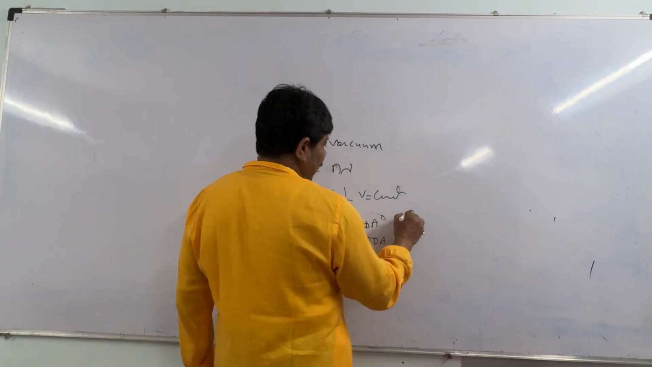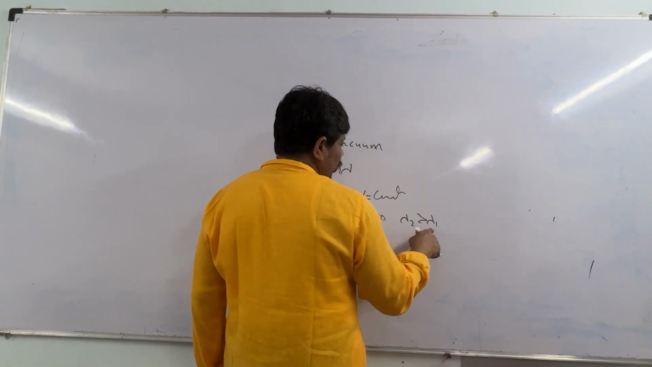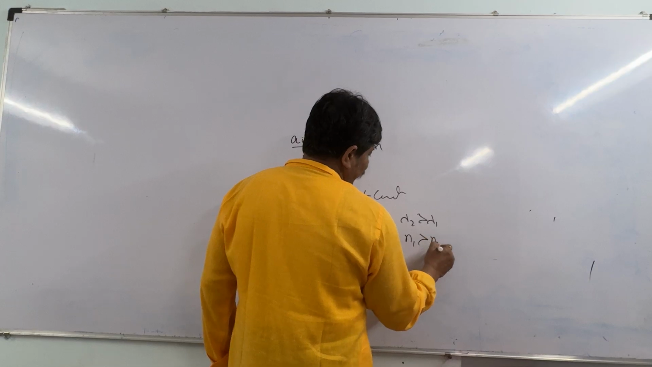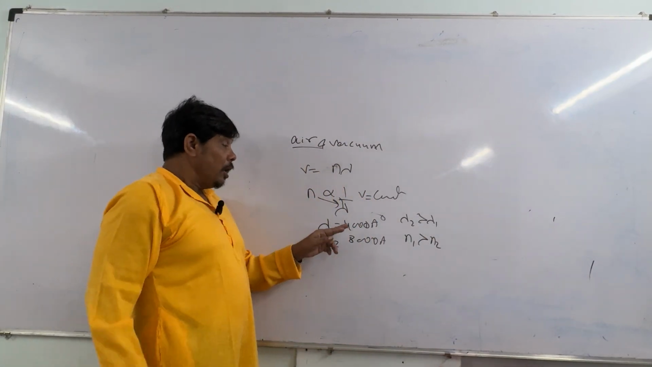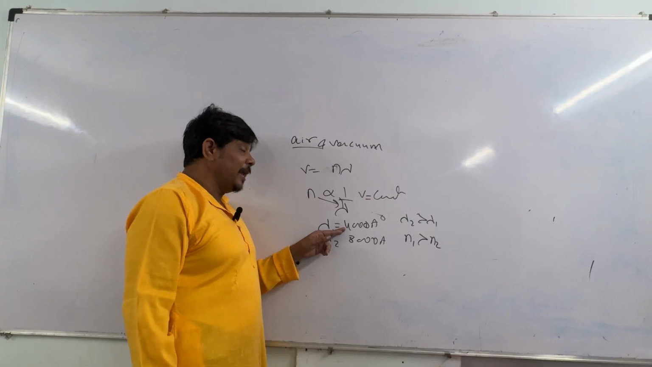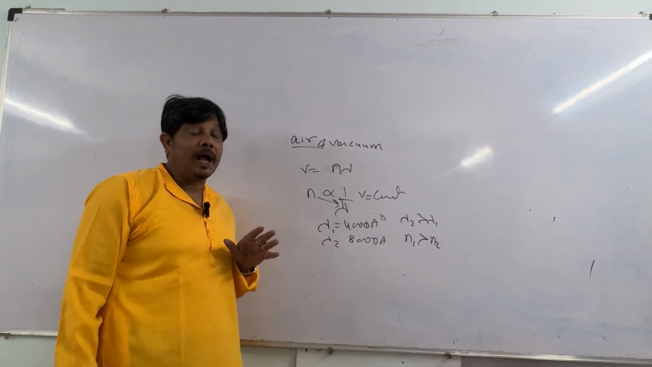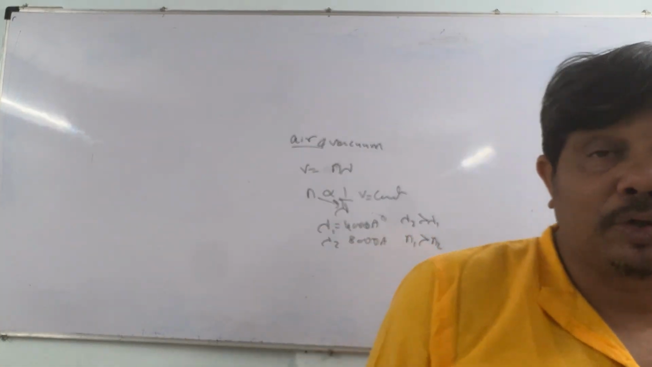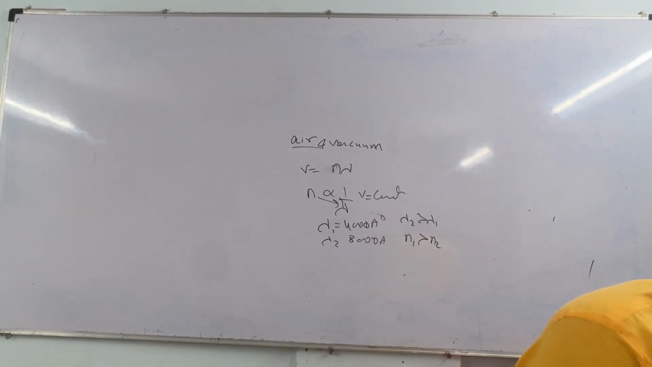So here lambda 2 is greater than lambda 1. If lambda 2 is greater, it means the frequency of the first is greater than the frequency of the second. Means the frequency of 4,000 angstrom is higher than the frequency of 8,000 angstrom, because frequency is inversely proportional to wavelength. So we discussed questions up to 16.